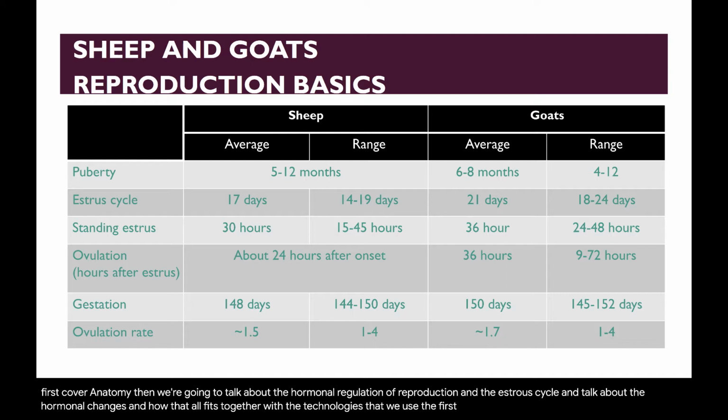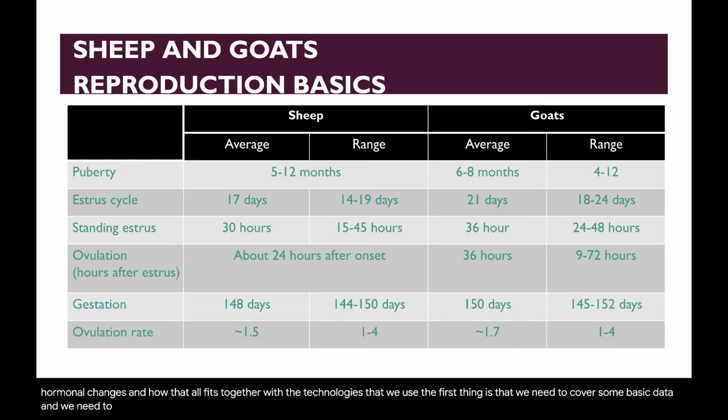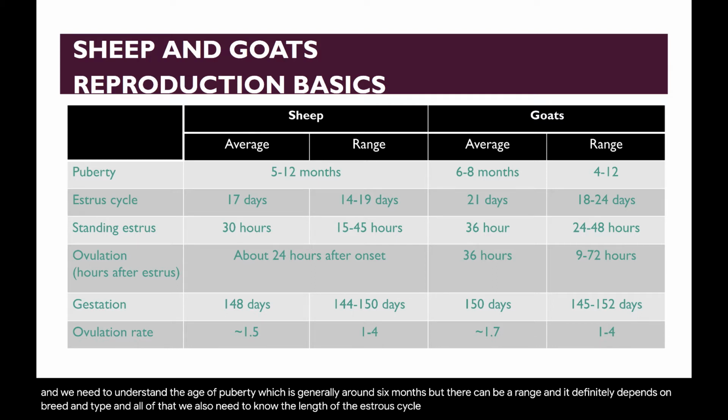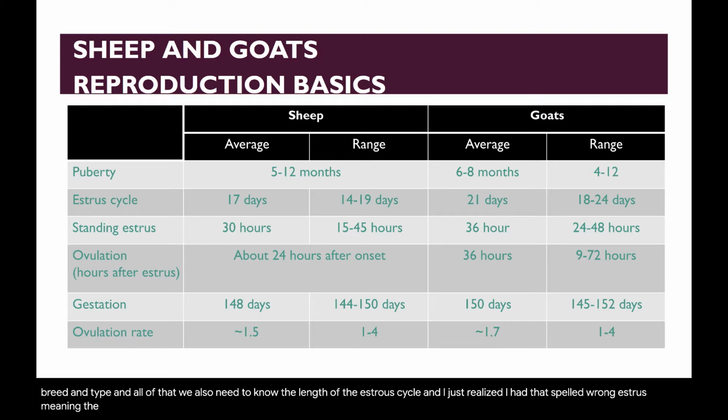The first thing is that we need to cover some basic data. And we need to understand the age at puberty, which is generally around 6 months, but there can be a range, and it definitely depends on breed and type and all of that. We also need to know the length of the estrus cycle, and I just realized I had that spelled wrong. Estrus, meaning the cycle, is spelled with an O-U-S.